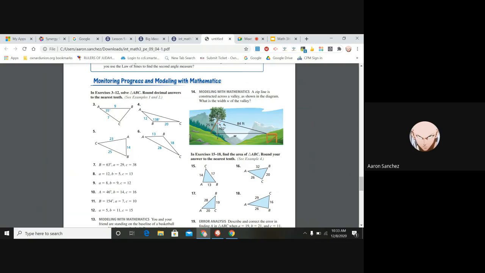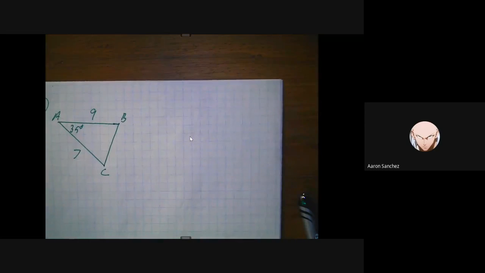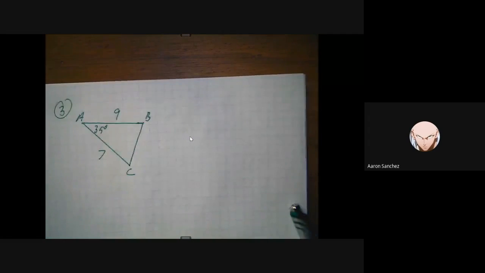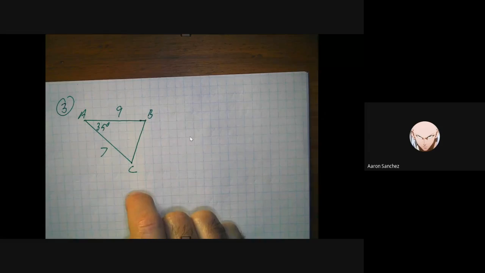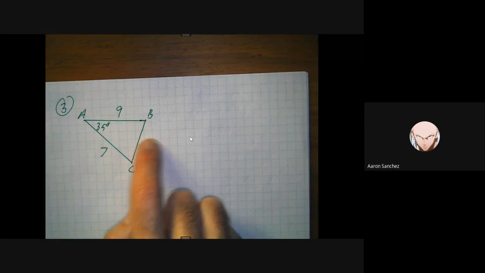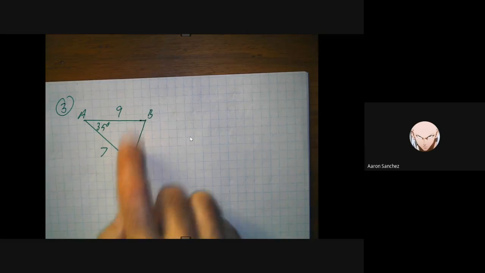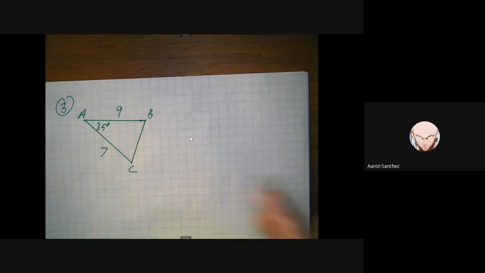Round the decimal to the nearest tenth. In exercises 3 through 12, solve for triangle ABC. So we've got to find all the sides, all the angles. Once we do one, we could start using the law of sines. Law of sines is easier, but can I use the law of sines here? I can't, because I need another angle, and for this opposite side I need another side. So I have to use the law of cosines.